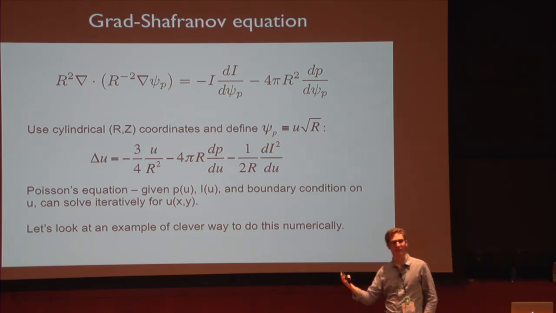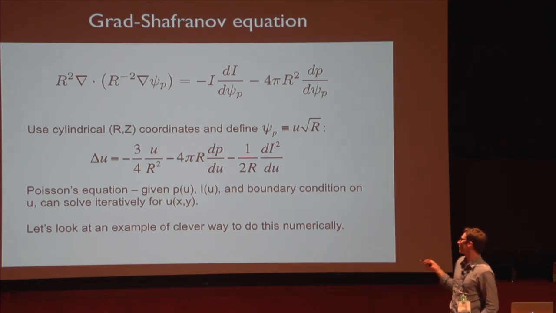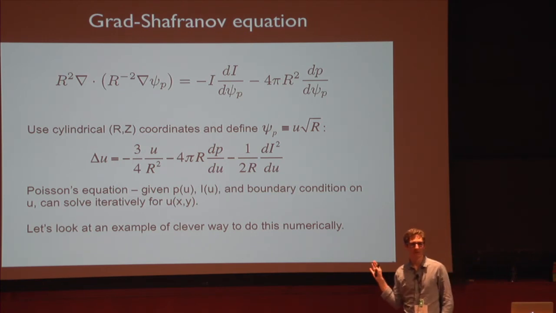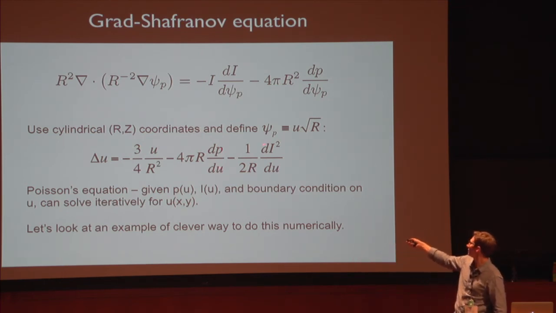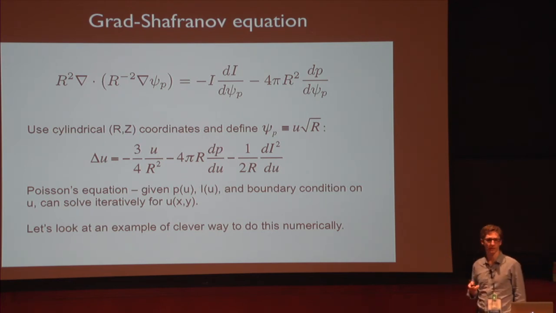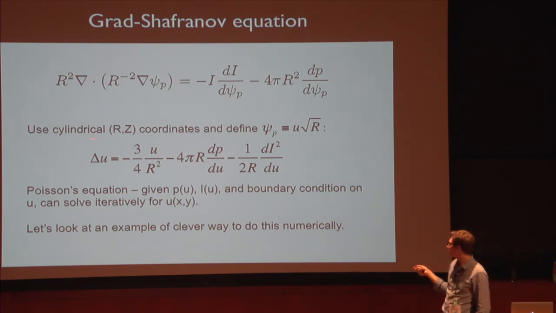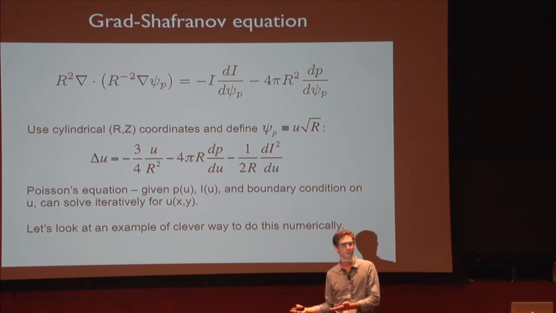Numerically, because this is a school focused on computation, the Poisson equation is something which is solved routinely, and there are many, many different approaches for solving this numerically, okay? It can be solved as long as you're given, say, the pressure as a function of u, this toroidal field as a function of u, and some boundary condition on u, right? It's a bit more complicated than that because if we're solving for u, these profiles have to be specified in terms of u. So you don't know u, but you have to specify the profiles in terms of u.